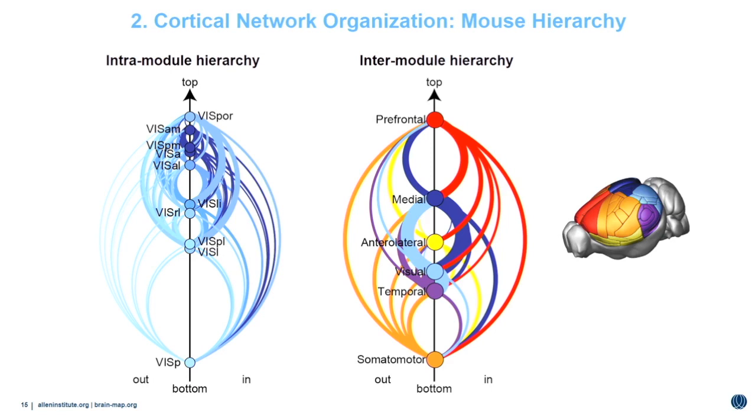And we can do the same for the intermodule hierarchy. When we look at the intermodule hierarchy, we see that the somatomotor module is at the bottom of the hierarchy, and the prefrontal module is at the top of the hierarchy.